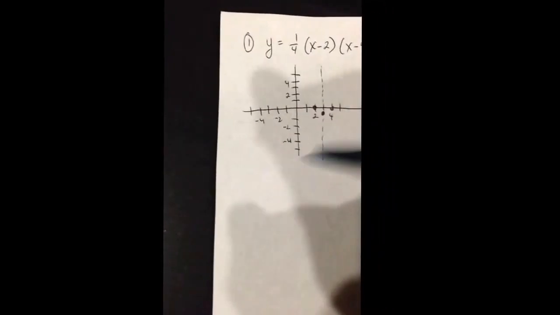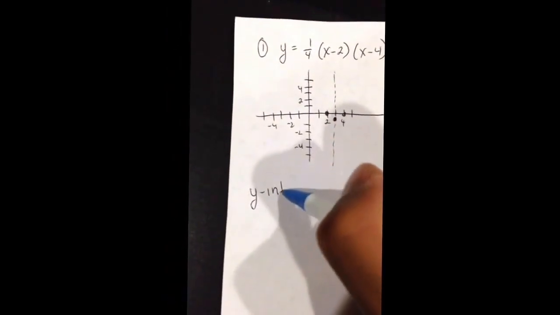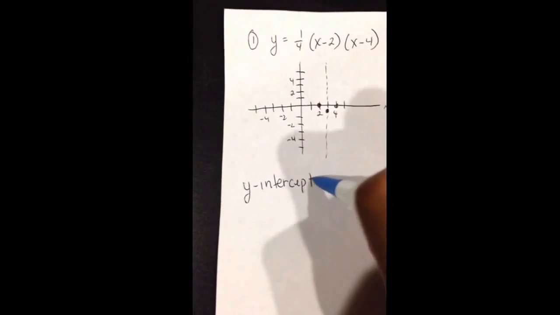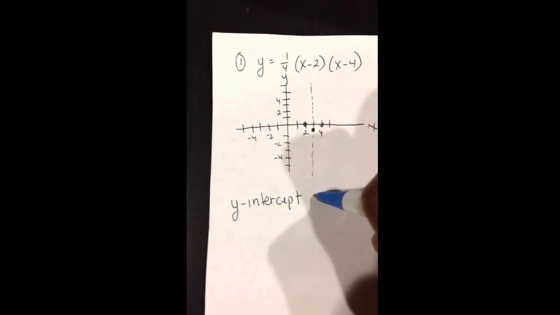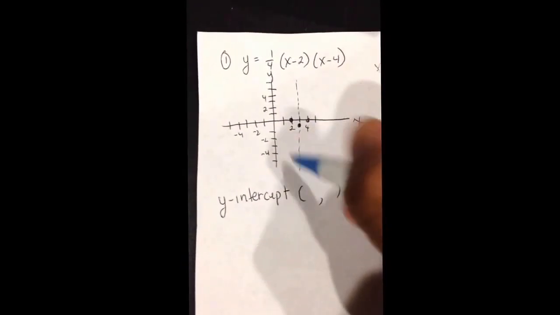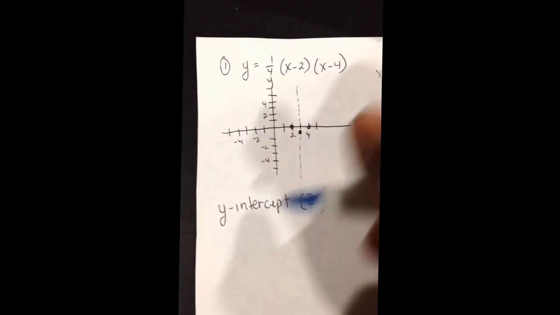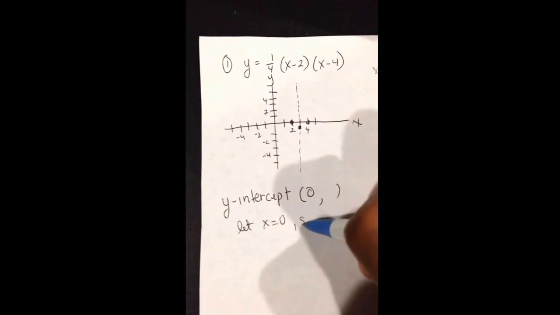Now the last thing that this question asks you to find is your y-intercept. And we know that the y-intercept always lies on the y-axis. So that means the x-coordinate is always 0. So we let x equal 0 and solve for y.